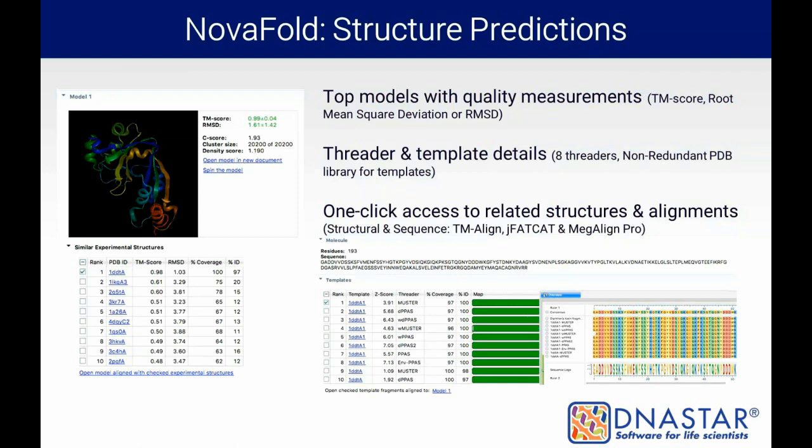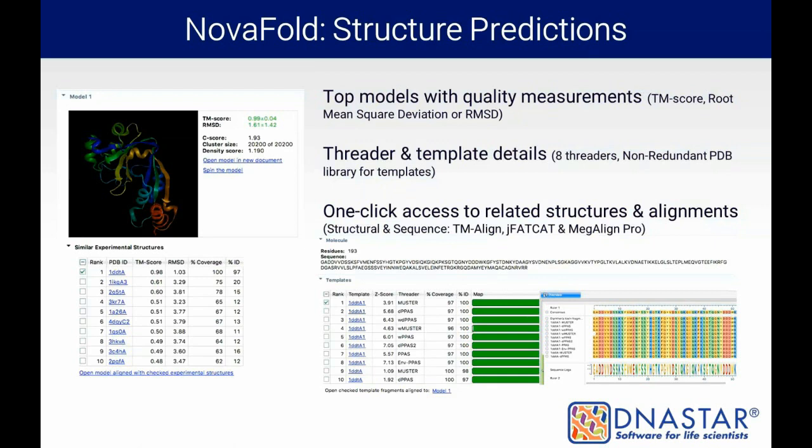TM score is a normalized score between 0 and 1. 1 is best, 0 is worst. And RMSD is a distance metric that we're trying to minimize. So a value of 0 means that there is no difference between models. So lower scores in RMSD are better.